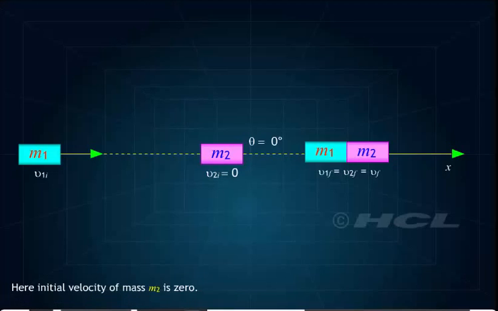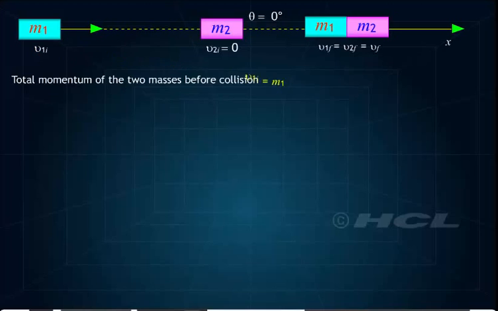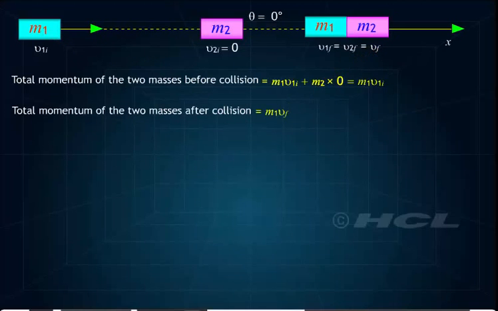Here, initial velocity of mass m2 is 0. After collision, both move with the same velocity vf. Total momentum of the two masses before collision equals m1 v1i plus m2 x 0, which equals m1 v1i. After collision, both move with the same velocity vf. Total momentum of the two masses after collision equals m1 vf plus m2 vf, which equals (m1 plus m2) vf.